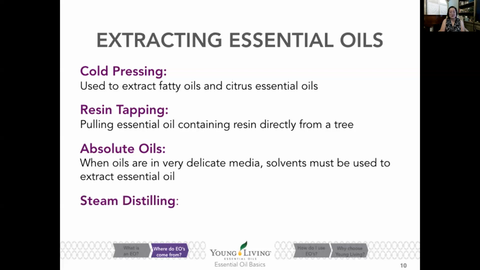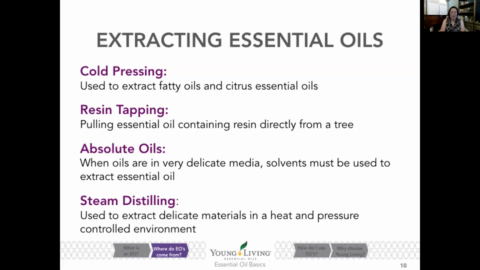Now, steam distilling is used to extract delicate materials in a heat and pressure controlled environment. And depending on the oil, different parts of the herb or plant are used: flower, flowering tops, fruits, grasses, resin, leaves, roots, seeds, wood, bark, or needles.